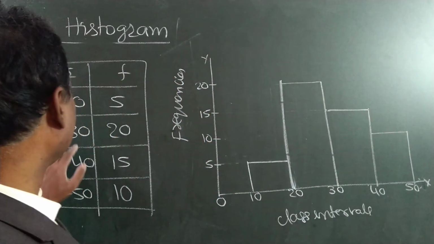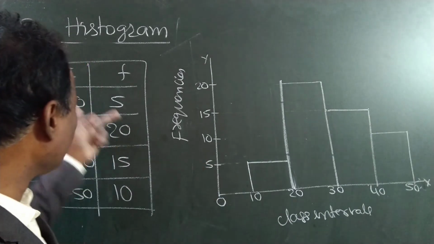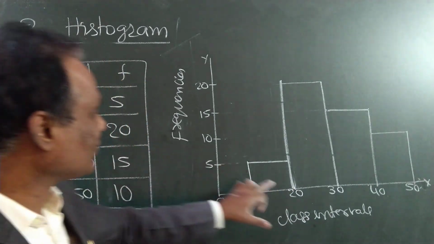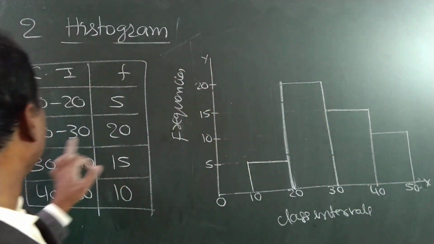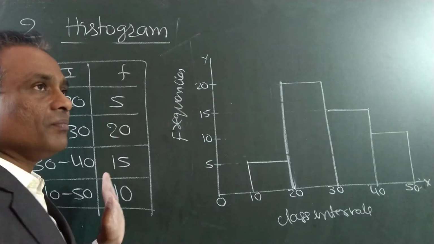10 to 20, 20 to 30, 30 to 40, 40 to 50. Height or length is nothing but frequency. For 10 to 20 it is up to 5. 20 to 30 is up to 20. 30 to 40, 15, like that. So this is the histogram.